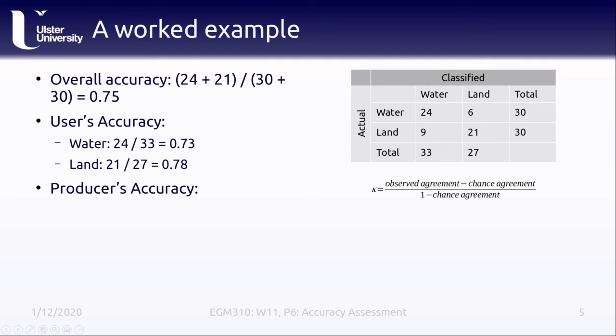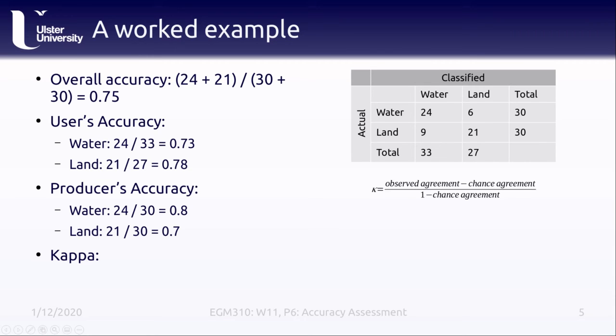To calculate the producer's accuracy for water, we divide the number of correctly classified pixels, 24, by the number of sample pixels, 30, to get 0.8. For land, we have 21 divided by 30, which is 0.7. So this means that we're doing a slightly better job classifying water pixels than we are land pixels, but with the user's accuracy that we calculated, we can also see that we have a higher rate of false positives for water.